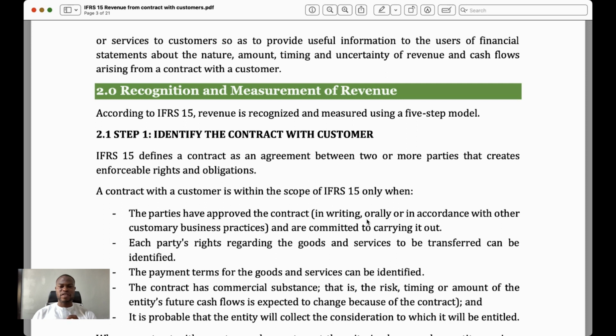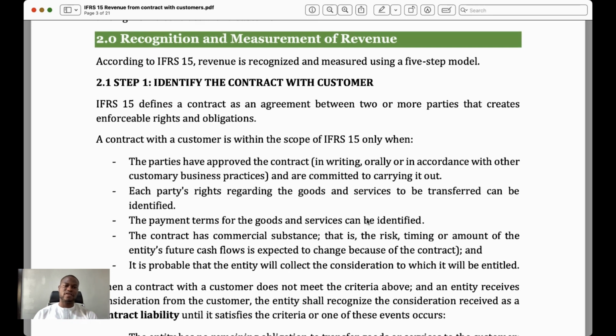And IFRS 15 recognizes and measures revenue using a five-step model. Last week, we looked at step one and step two. Step one is to identify the contract with customers. And before a contract is within the scope of IFRS 15, it must meet these five criteria.